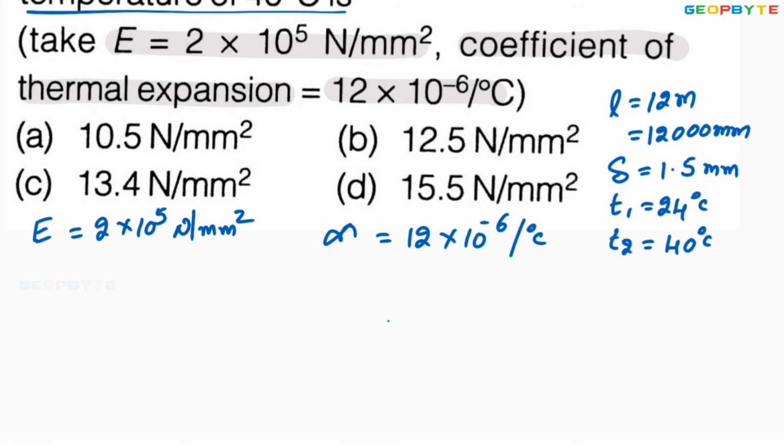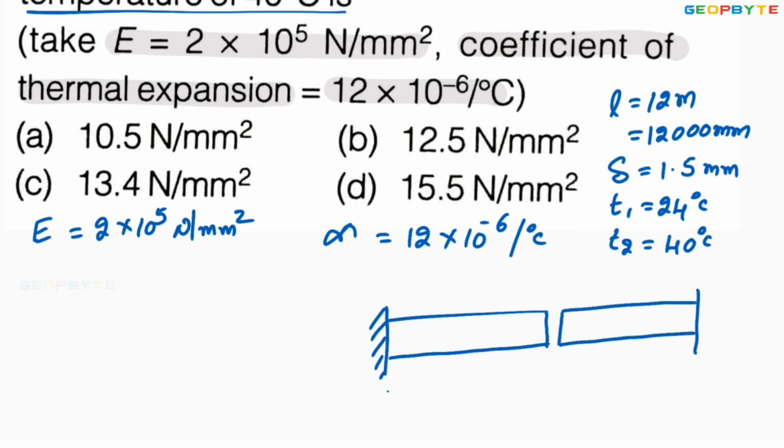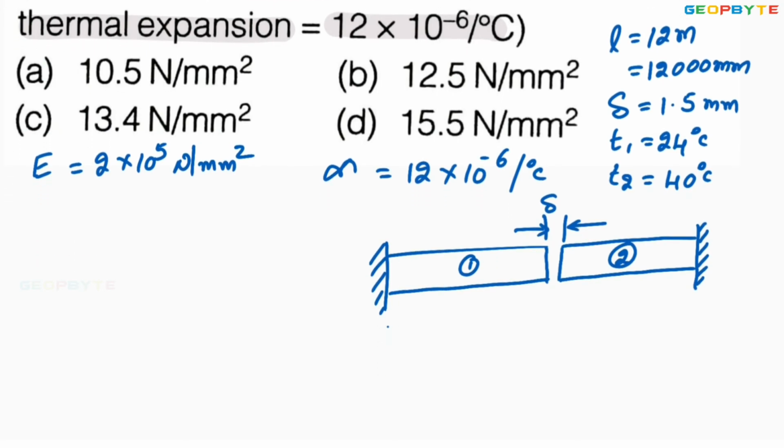It may be like this. This is the one rod, fixed like this. The other rod is fixed like this. This is the one rod, this is the other rod. The gap provided or gap maintained is delta. That is called the yielding gap. Now the change in length due to change in temperature is L alpha T minus delta.